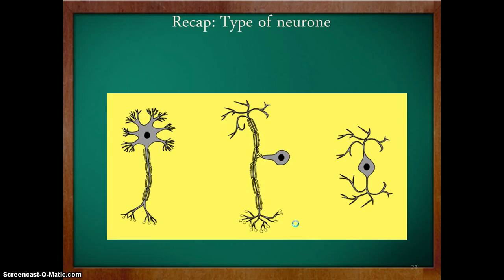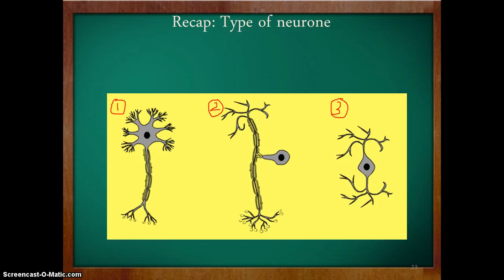Let's recap on 11.2, the different types of neurons. I give you a few seconds. Could you identify the different types of neurons in the diagram here? First one, second, and the third. Can you get a correct answer?